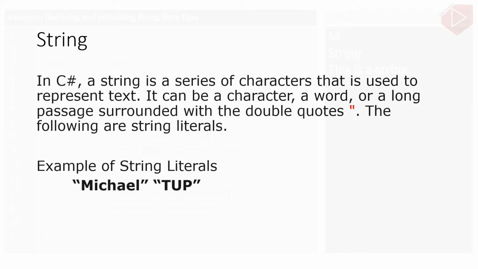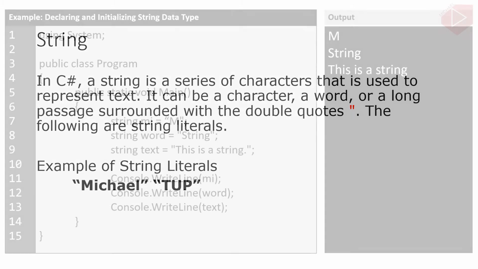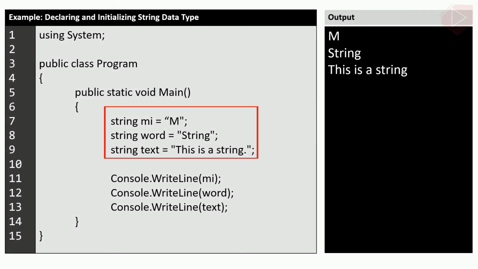The following are string literals. For example, the string of Michael is a sequence of 7 characters, and the string TUP is a sequence of 3 characters. C# provides the string data type to store string literals. A variable of the string type can be declared and assigned a string literal. In this example, I declared 3 variables with a data type of string and assigned a string literal.